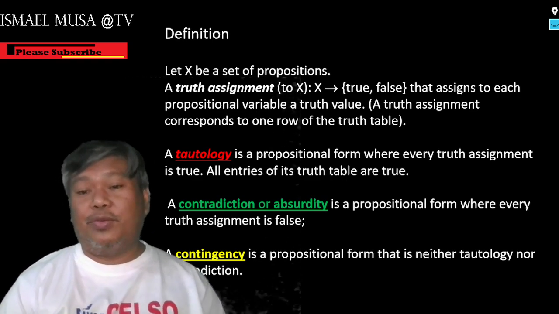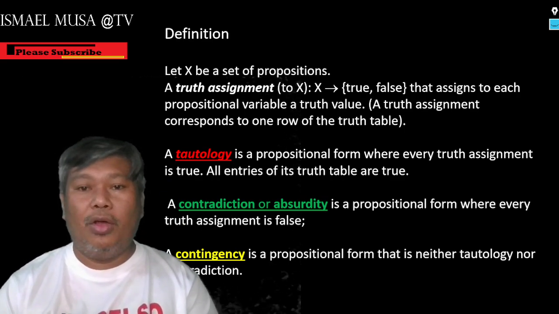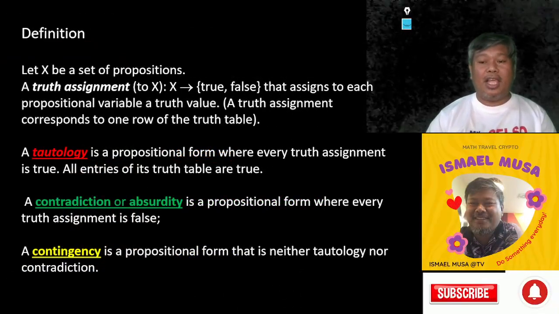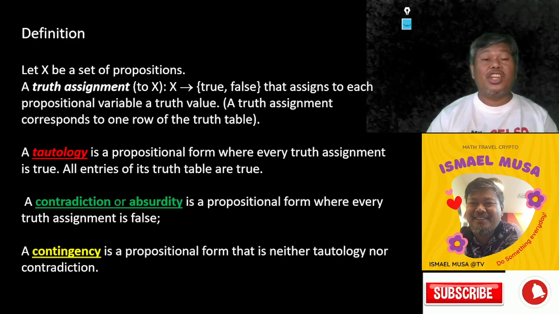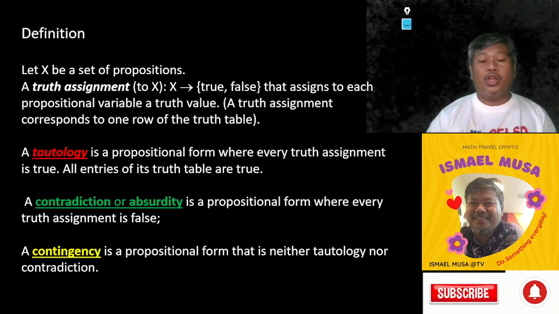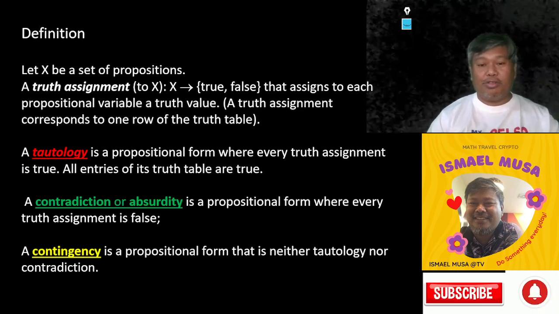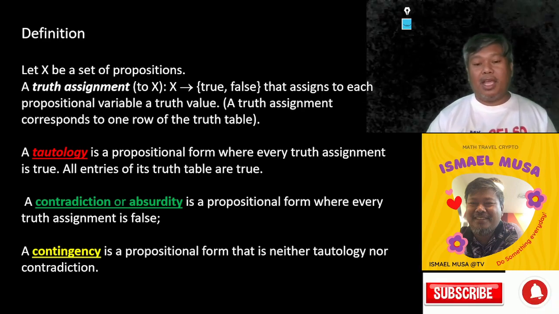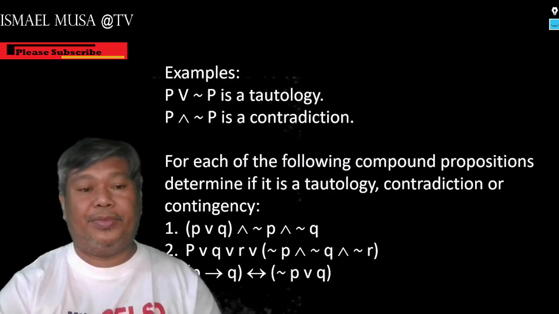We also have what we call the contingency. What is this contingency? A contingency is a propositional form that is neither a tautology nor a contradiction. So if it is not all true and not all false, then it may be a contingency. Hope it's clearer.